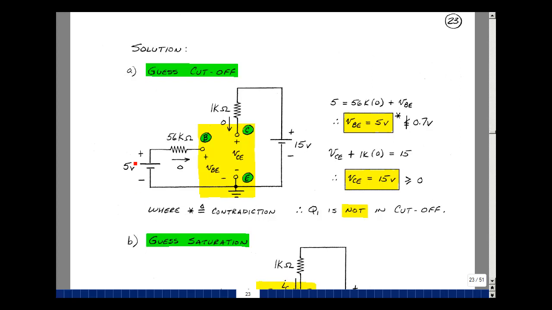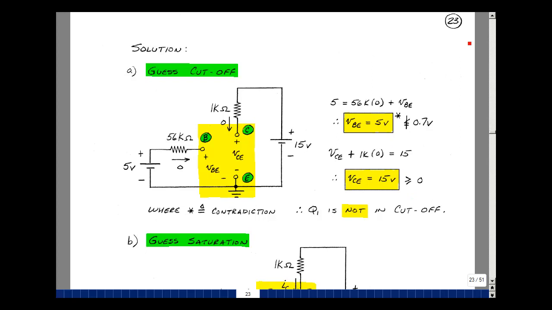Let's go around the loop. Rising voltage is 5. The drop is 56K times 0 plus the base emitter voltage. The base emitter voltage then is equal to 5 volts. But that isn't less than 0.7, so that's a contradiction. We could stop right here because this can't be the correct state. But let's finish it up and solve for the collector emitter voltage. Rising voltage is 15. The drop is 0 times 1K plus the collector emitter. That makes the collector and emitter just 15 volts, and that is not contradicted. But we still are not in cutoff.